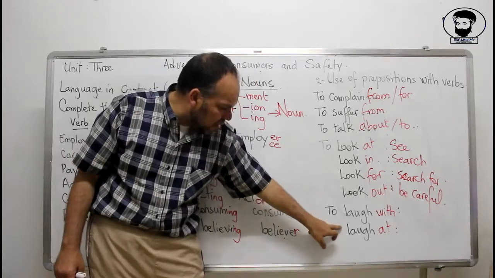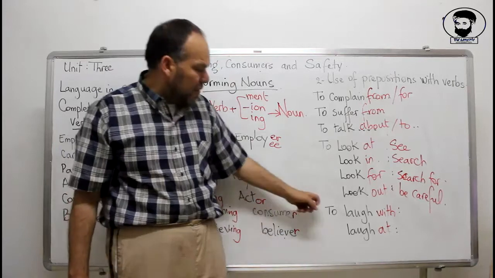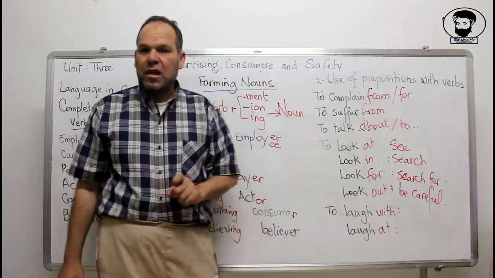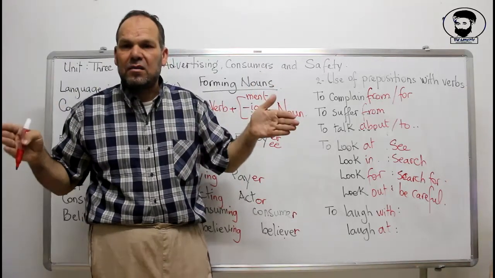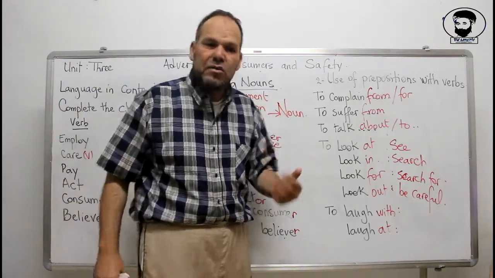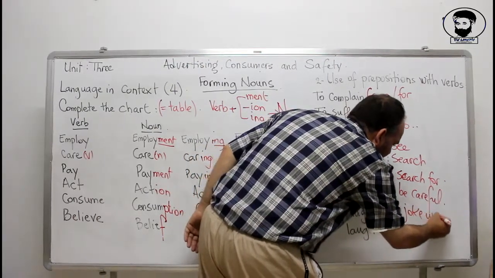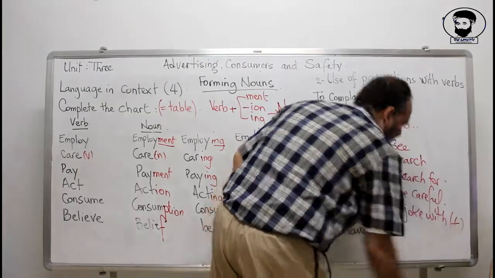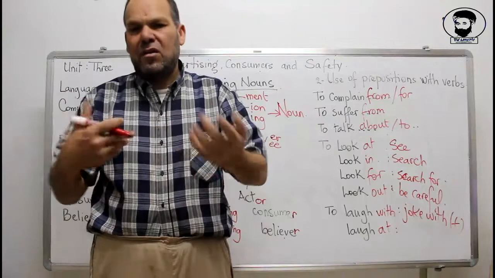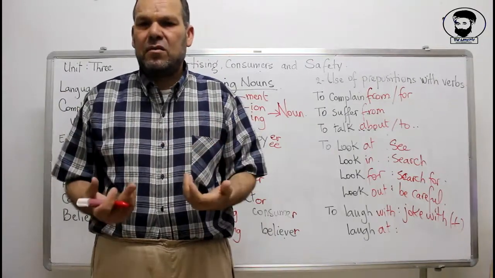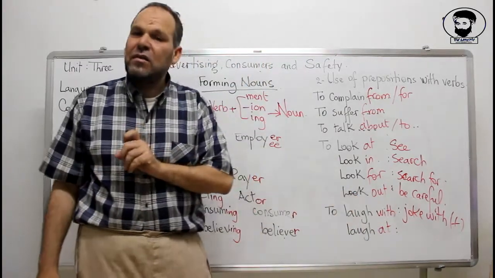Now let's take another example with laugh. In English, when you say I laugh with someone and I laugh at someone, there's a great difference between the two meanings. When you laugh with someone, you joke with them, and it is something positive. So I'm laughing with you. It means I'm joking with you. I'm telling you a joke and you are laughing at this joke. So when you laugh with someone, it's something positive.